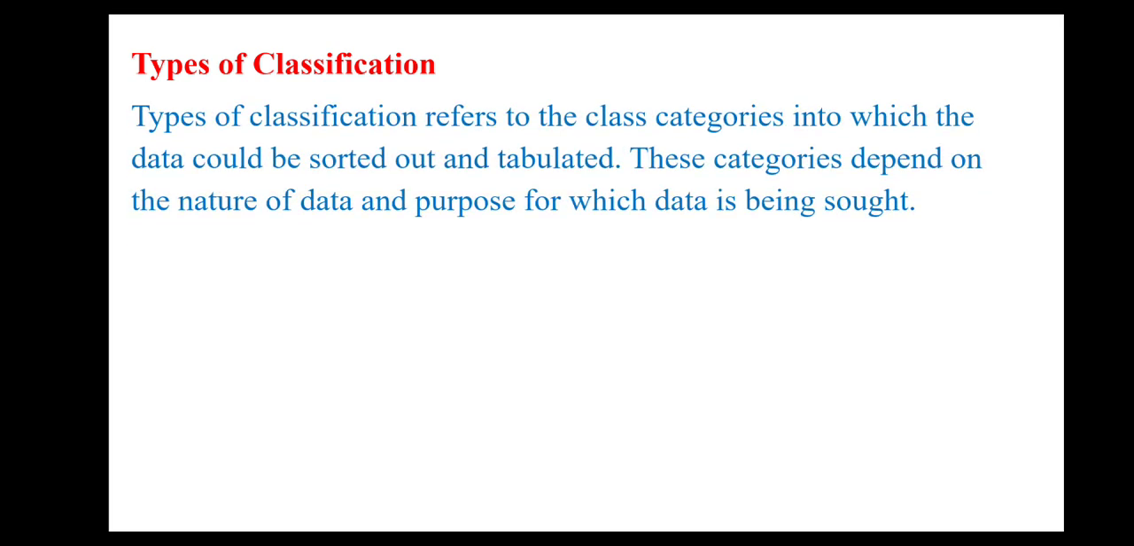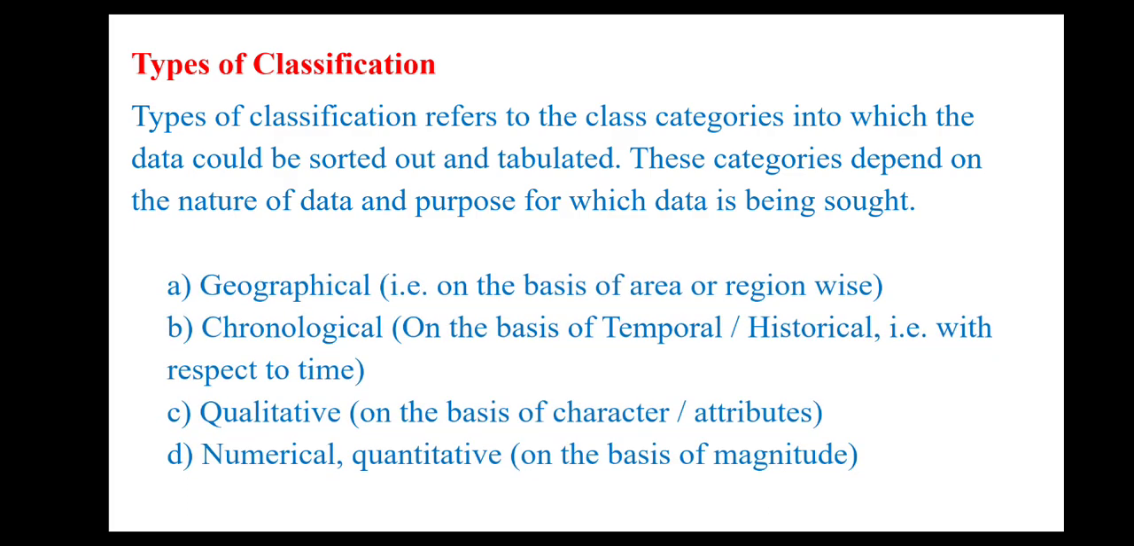Types of classification. There are four types: quantitative, qualitative, chronological, and geographical. Here, types of classification refers to the class categories into which data could be sorted and tabulated. One is geographical, on the basis of area or region. Chronological, on the basis of time, that is, temporal or historical. The third one is qualitative, on the basis of character or attributes. The fourth one is numerical or quantitative, on the basis of magnitude.